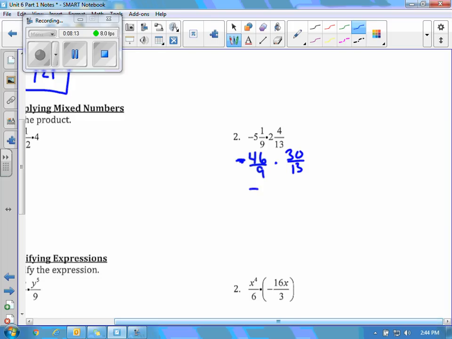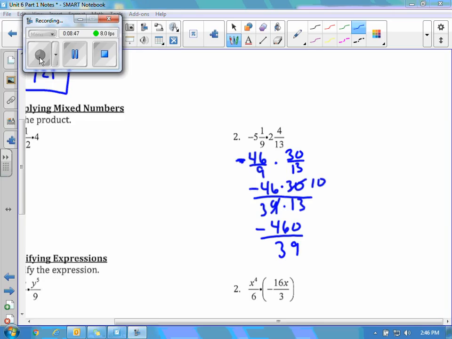Now I'm going to write negative 46 times 30 over 9 times 13. And I'm going to see if there's anything I can reduce before I start. So not much I can do, but 30 and 9 can both be divided by 3. So 30 becomes 10, 9 becomes 3, and now I can multiply. Negative 46 times 10 is negative 460. Plus 3 times 13 is going to be 39.